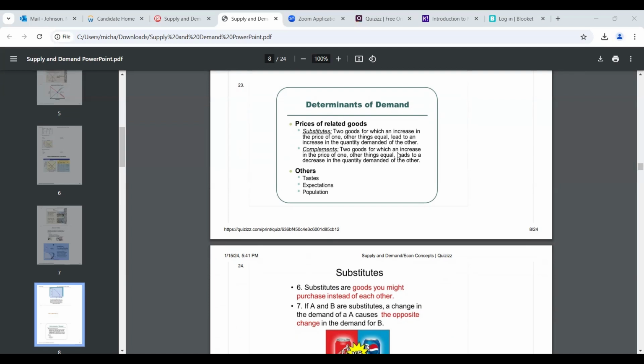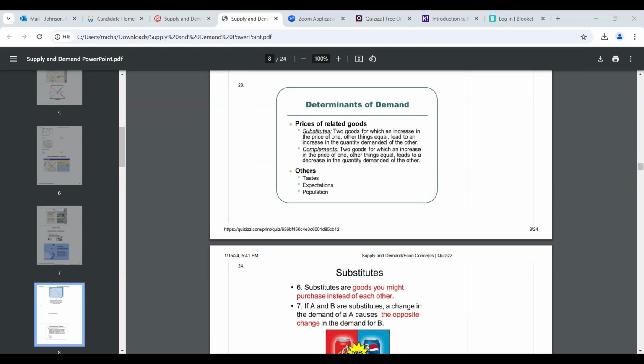While complements, two goods for which the increase in the price of one, other things equal, leads to a decrease in the quantity demanded for the other. So complements would be ketchup and mustard. So if the price of ketchup goes up, the quantity demanded for mustard will go down because they're frequently bought together. Usually ketchup and mustard are used together in hot dogs, hamburgers, and other products. So they're usually bought together.